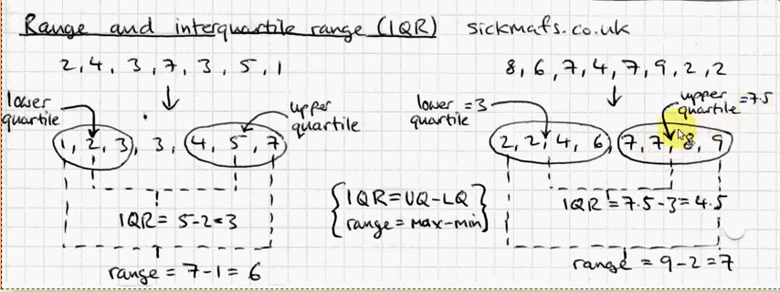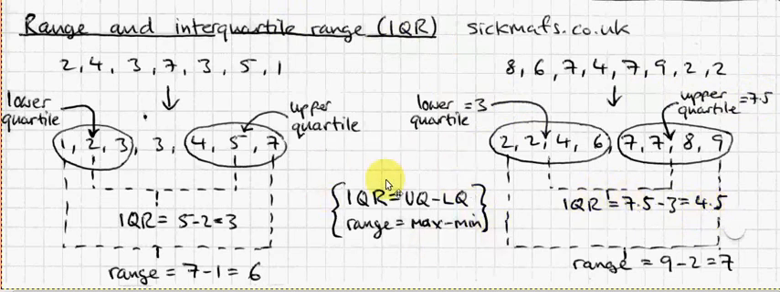If you're not sure how to do that, just add the two numbers together and divide by 2, and you get the middle of the middle. 7 plus 8 is 15, divided by 2 is 7.5. 2 plus 4 is 6, divided by 2 is 3. Anyway, so you've got the lower quartile and upper quartile. Just find the difference between them, and that will give you the interquartile range. So 7.5 take away 3, as it says here, is 4.5. And that's it. So you've worked out the upper quartile and the lower quartile.